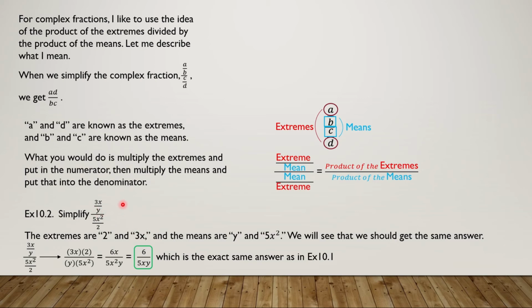When we take the product of the extremes, I'm taking A, which is 3x, and D, which is 2. So 2 times 3x. Then I'm taking the product of the means, which is y and 5x squared. So it becomes y times 5x squared. And what you're left with is 6x divided by 5x squared y. And when we factor that x out, we get 6 over 5xy, which is the exact same answer that we got in the previous one. So that shows that this works.